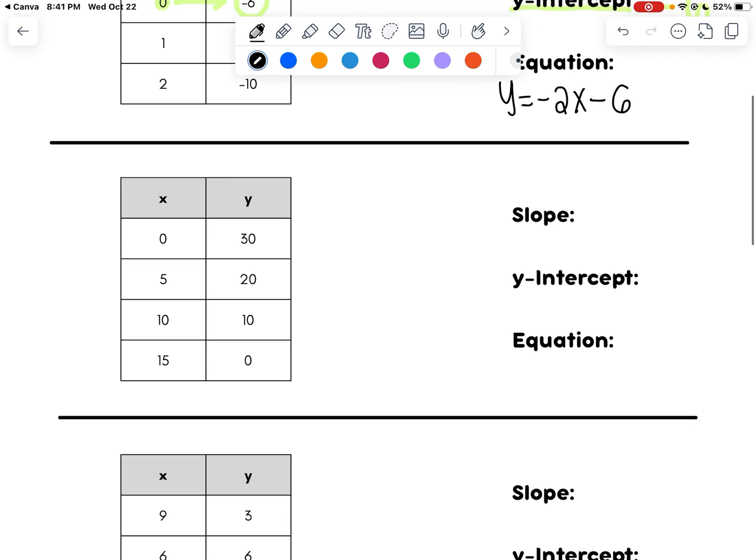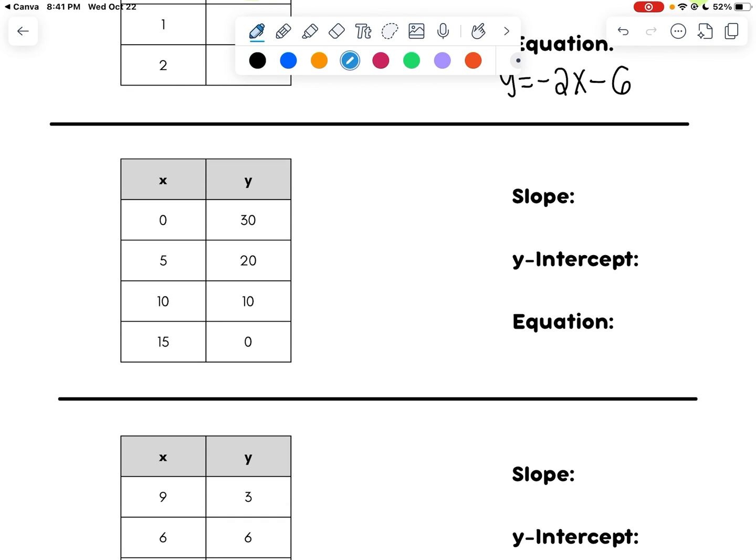Let's go ahead and do 2 more examples. I need to find my change on both sides. How do I get from 0 to 5? If I don't know, I can do my second number minus my first number. 5 minus 0, that equals +5. How do I get from 30 to 20? If I don't know, I can do second number minus my first number. So 20 minus 30. When I type that into my calculator, it's going to give me -10.